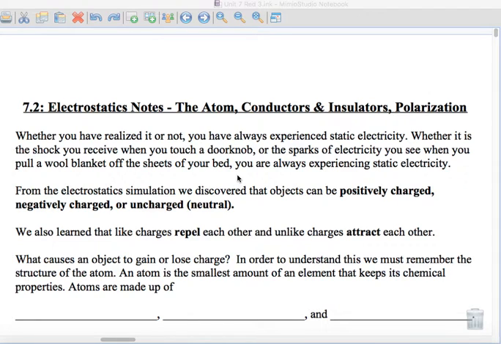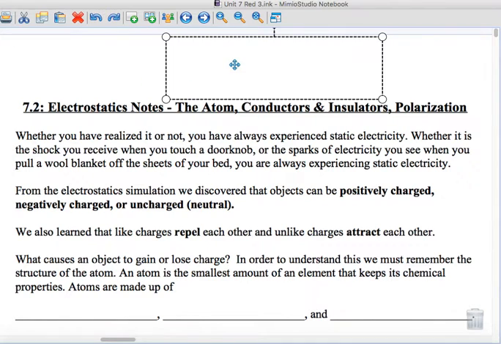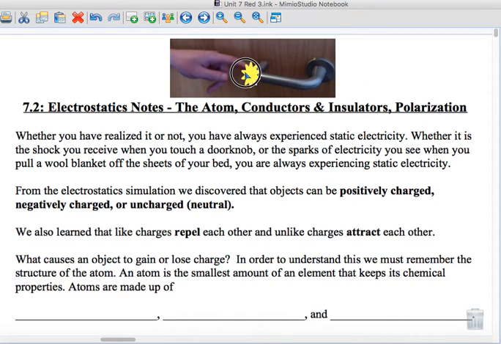7.2 Electrostatic Notes: the atom, conductors, and insulators, as well as polarization. Whether you have realized it or not, you have always experienced static electricity. Whether it is a shock you receive when you touch a doorknob, or the sparks of electricity you see when you pull a wool blanket off the sheets of your bed, you are always experiencing static electricity.